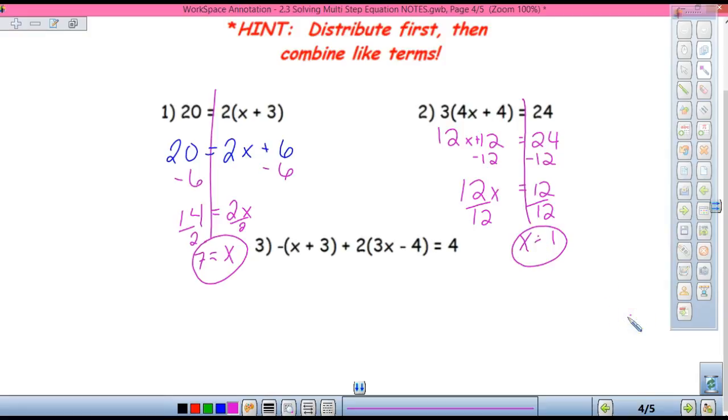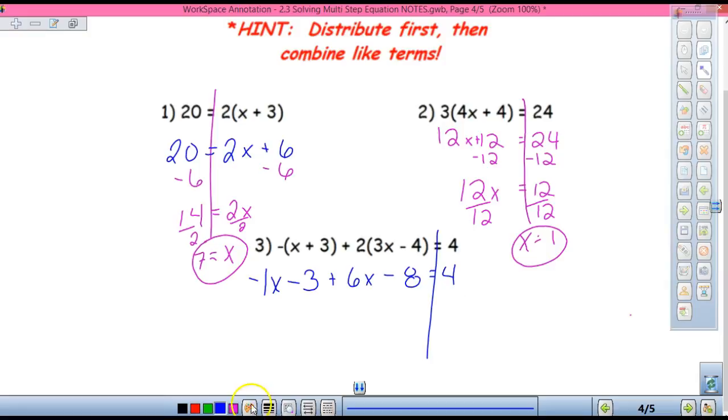Everyone get x equals 1 for number 2? Nice. Alright, we're done number 3. Number 3 makes me a little bit more nervous. Well, a couple extra steps in there. Alright, take your first step. Negative 1x minus 3 plus 6x minus 8 equals 4. You get the first step.